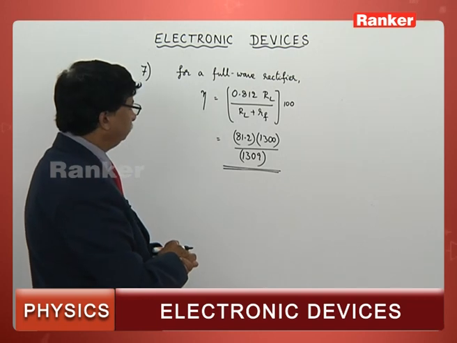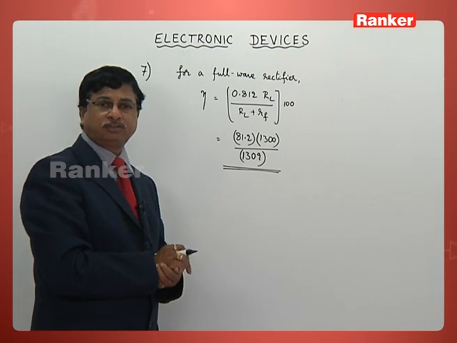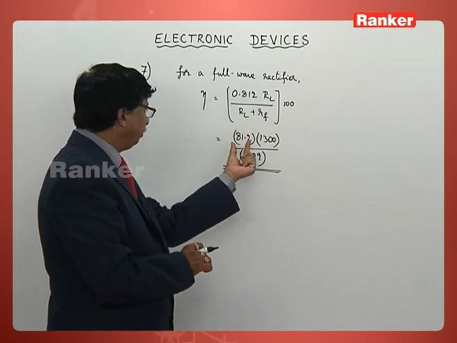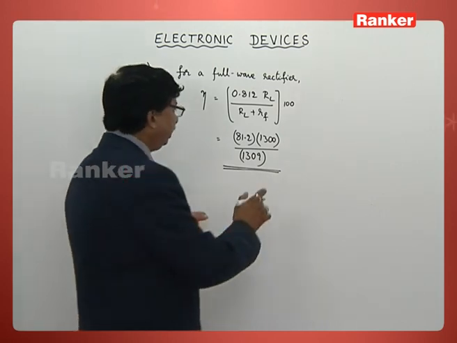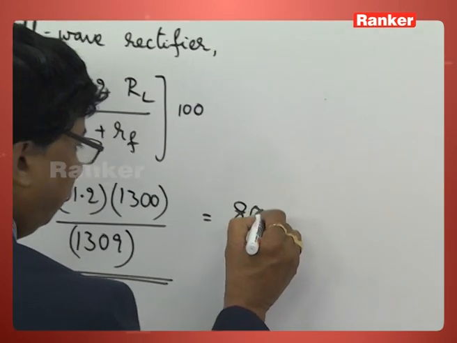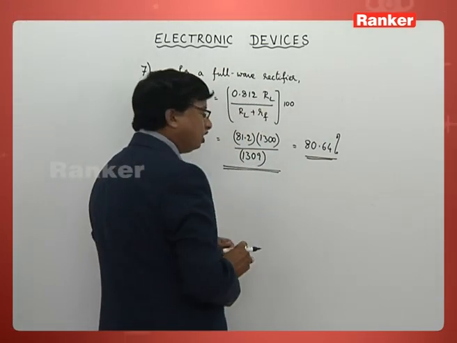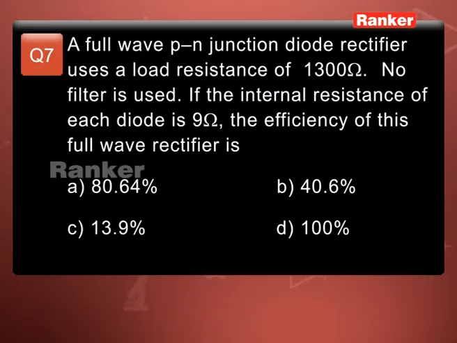plus RL. Now each diode has been given with a resistance of 9 ohm. So that into 100, I have already written that one, 81.2, here. So if you simplify this one, you will be getting 80.64%. This option, whatever we are getting after calculation, is exactly the first option which has been given there. So we can write directly the answer for this one as A.